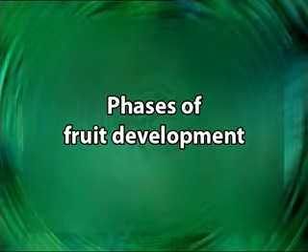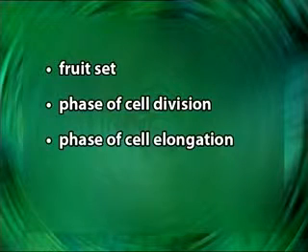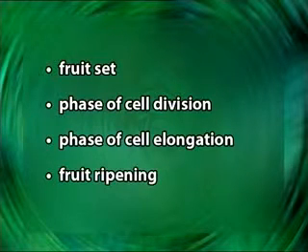Now, phases of fruit development. Physiologically and biochemically, fruit development can be divided into four phases, that are fruit set, phase of cell division, phase of cell elongation, and number four, that is fruit ripening.